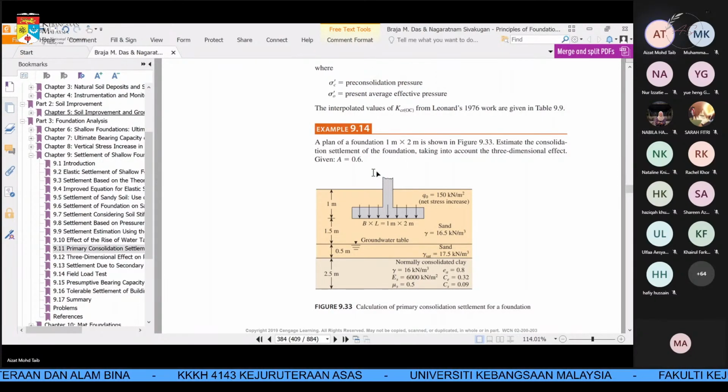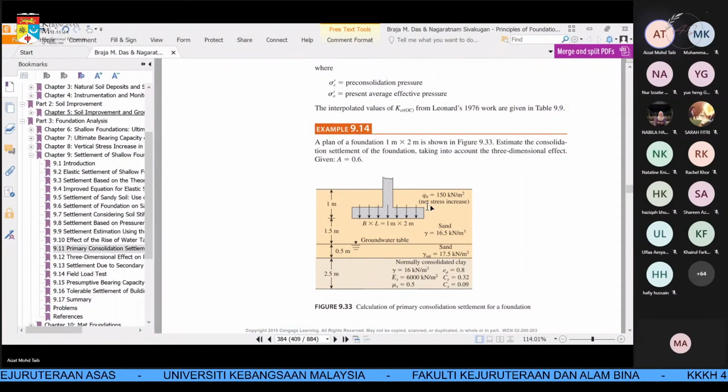Okay, so figure 9.33, estimate the consolidation settlement of the foundation taking into account the three-dimensional effect. Maybe we try to look at the settlement first. Consolidation settlement. Depth of foundation is 1. Depth of groundwater table is 1 plus 1.5, so 2.5. Now you have your saturated unit weight of sand, and then you have normally consolidated clay below. Your consolidation you want to calculate is for the clay soil.